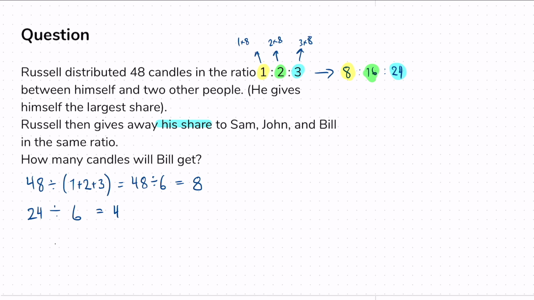So here are my groups. 1 times 4, 2 times 4, and 3 times 4. Just so that's really clear. This is the biggest group in the middle to begin with. So Sam gets 4, John gets 8, and Bill gets 12. How many candles will Bill get? 12 candles.